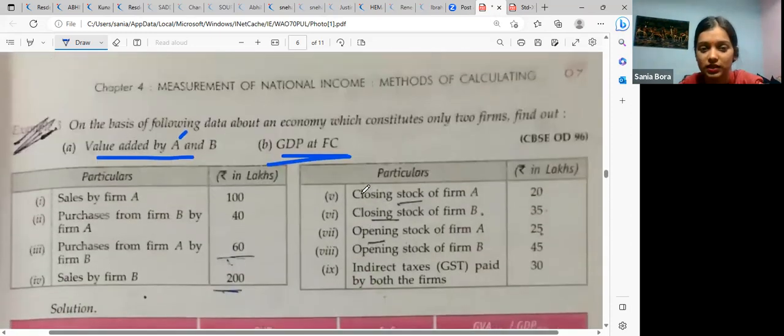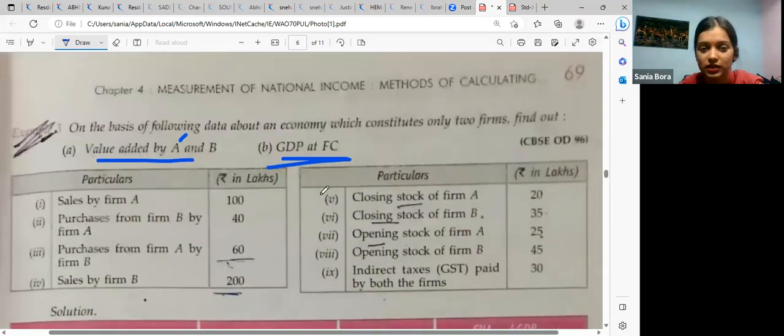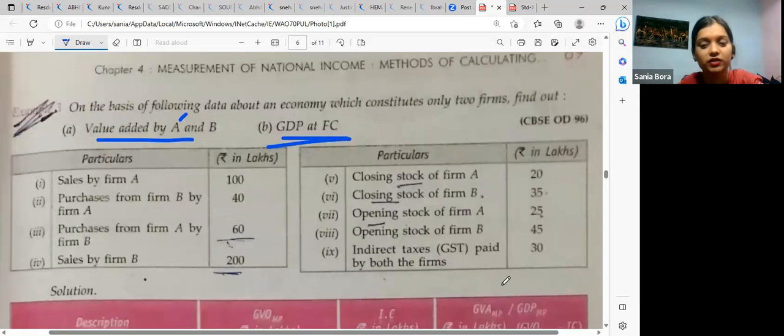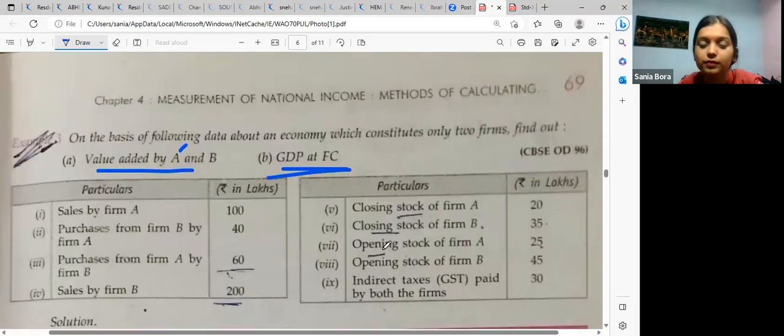So this is the question. Now find it out. GVO at MP, then IC, then GVA at MP. Right? Ma'am, for the second sub question, that is GDP at FC. So we are going to find it for both A and B together, right?